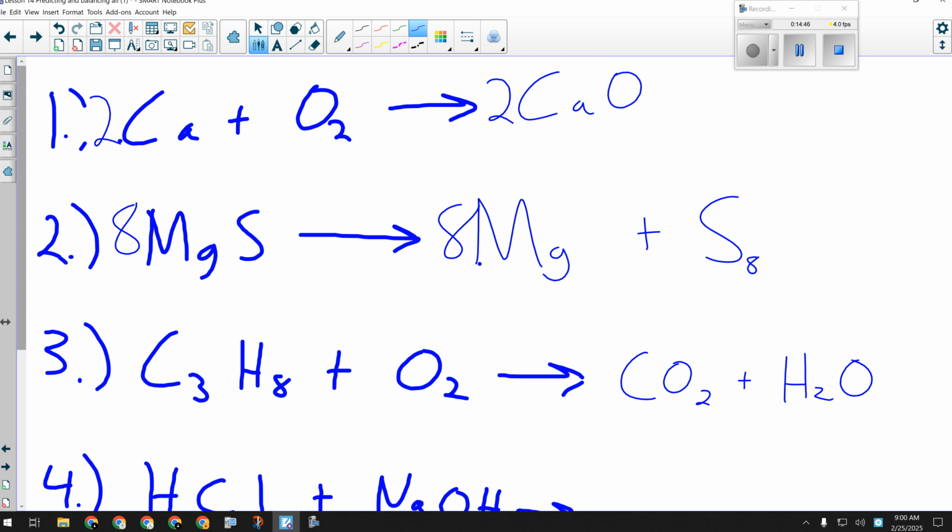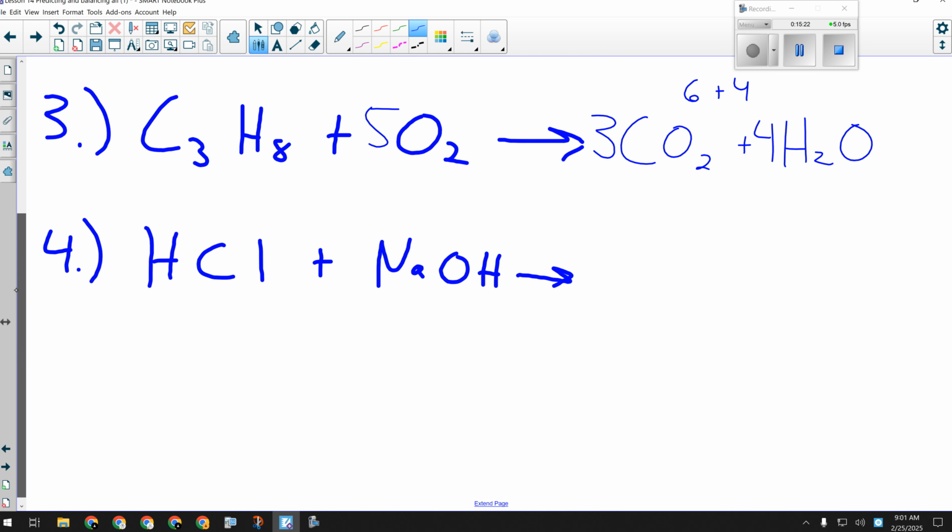Okay, so we're good with that. Now what do I have to do? To balance. Do I need the rule of 2 for this one? No. So I'm going to put a 3 here, and 4 times 2 will give me 8 hydrogens. Now for the oxygens. 3 times 2 is 6, plus 4 more is 10. 5 times 2 is 10. Everybody okay with that? Is this making sense? All right, try the last one there.